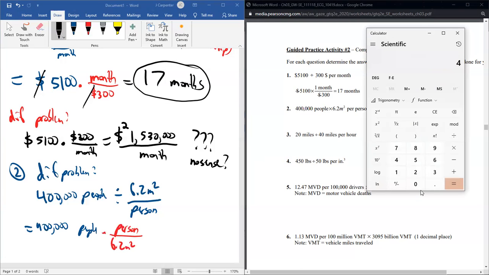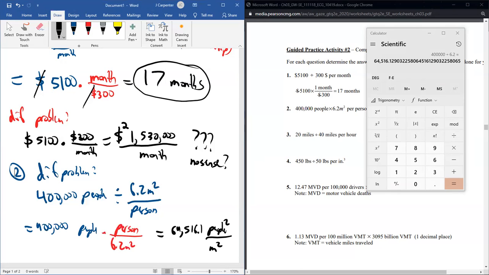So we take the 400,000, we divide it by 6.2, and that number is, let's just round to the nearest tenth, 64,516.1. The people and the person, let's just say that's people, so that's people squared. And then on top of meters squared. What in the heck is a people squared per meter squared? That doesn't make any sense.